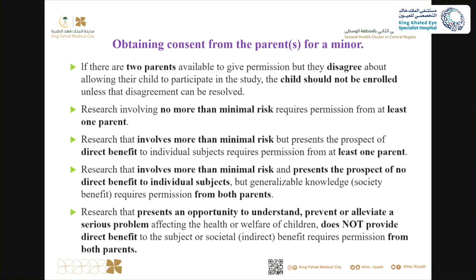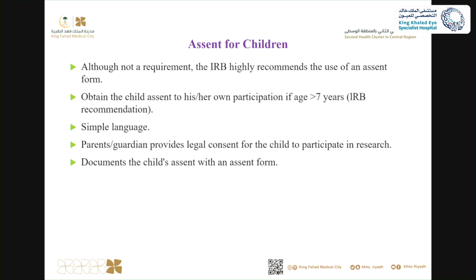Do you think, like if a child is a 7-year-old, do you think we should be telling him about the research? Or you think he's still a child and he doesn't need to know? So there is something called assent for children. So yes, we need to inform the children. Obtain the child assent to his own participation if the age is more than 7. And this is an IRB recommendation.